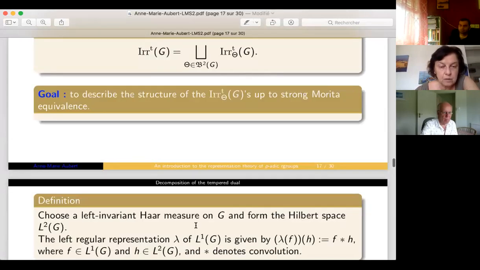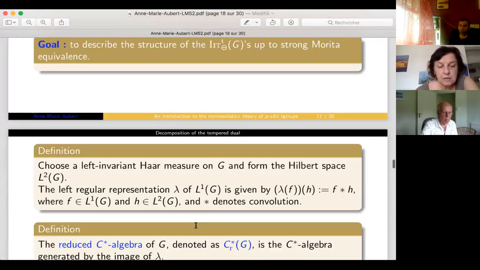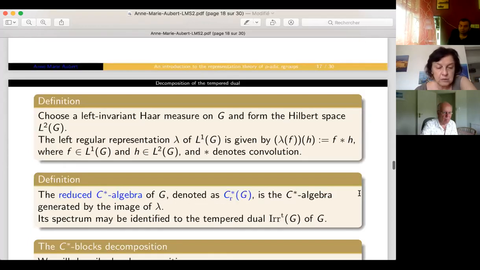But before that, I would like to relate this with C-star algebra. We fix a left invariant Haar measure on the group G and consider the Hilbert space L2 of G. Then the left regular representation lambda of L1 of G is defined by the convolution product. And the reduced C-star algebra of our p-adic group G, here denoted C-star_r of G, is the C-star algebra generated by the image of lambda.